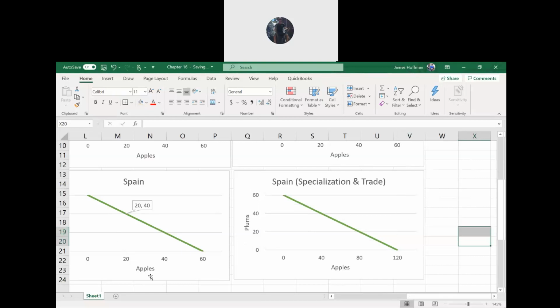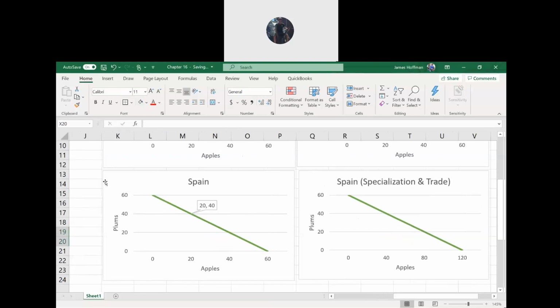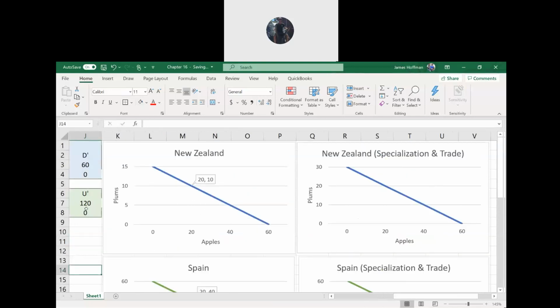Okay, and then apples, I think, are right, 0 to 120 in increments of 40, right? Yeah. Okay, so in both, here's what we were trying to show: the better off they can get with the trade and the specialization.